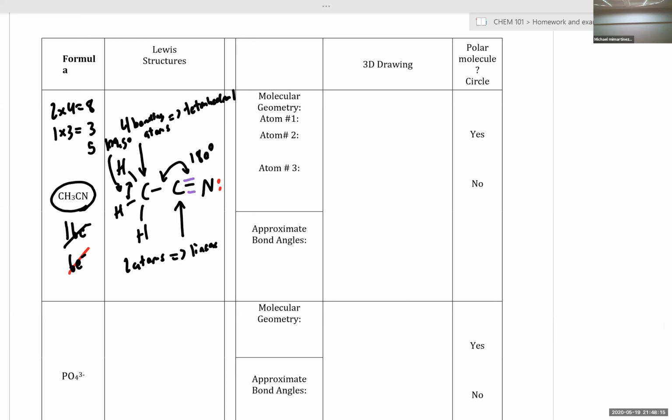So in terms of our 3D drawing, we're going to make sure to draw our linear center straight as a dart. And our tetrahedral center has a three-dimensional shape with each of our hydrogens separated by a 109.5 degree bond angle.